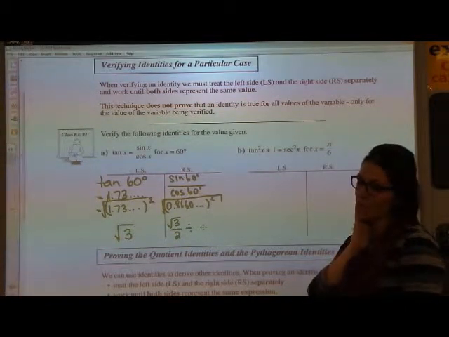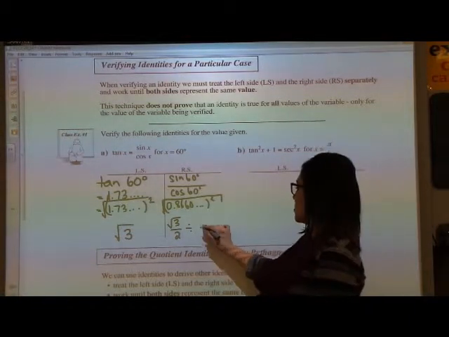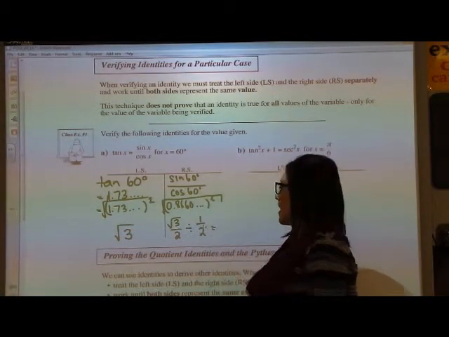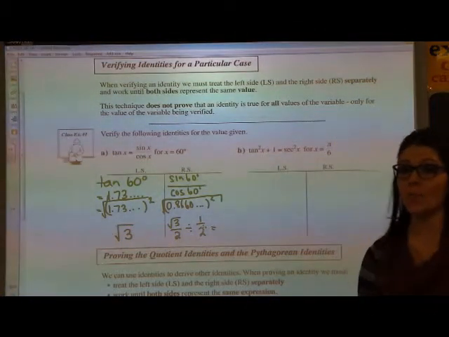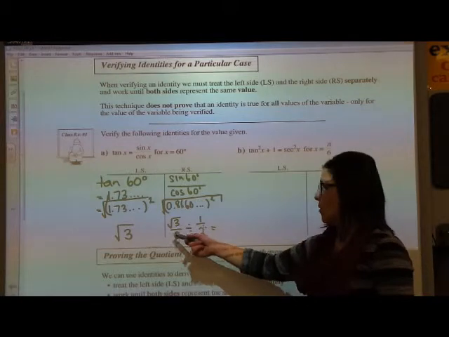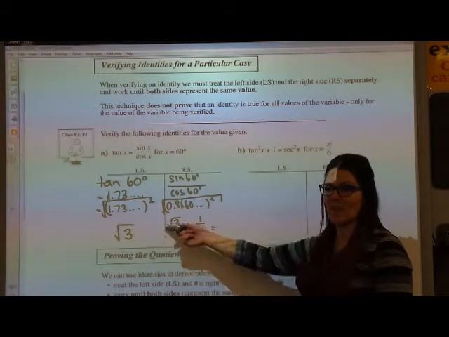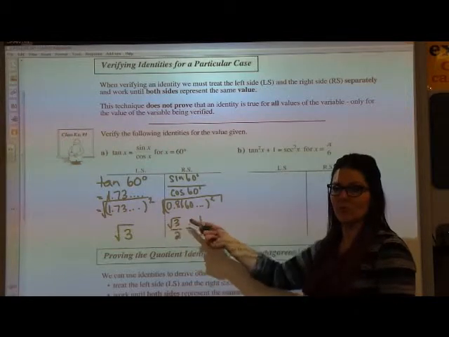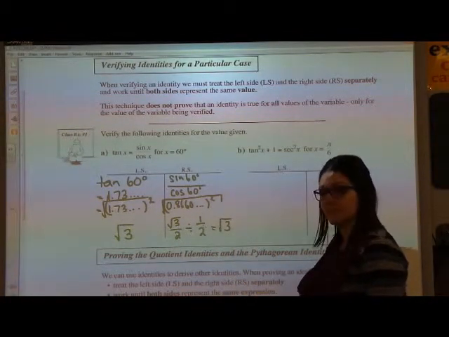What do you get when you type in cos 60? 0.5, so 1/2. And if I take root 3 over 2 and divide it by 1/2, remember the other way I can divide fractions: if the denominators are the same, I divide the numerators. Root 3 divided by 1 is root 3.